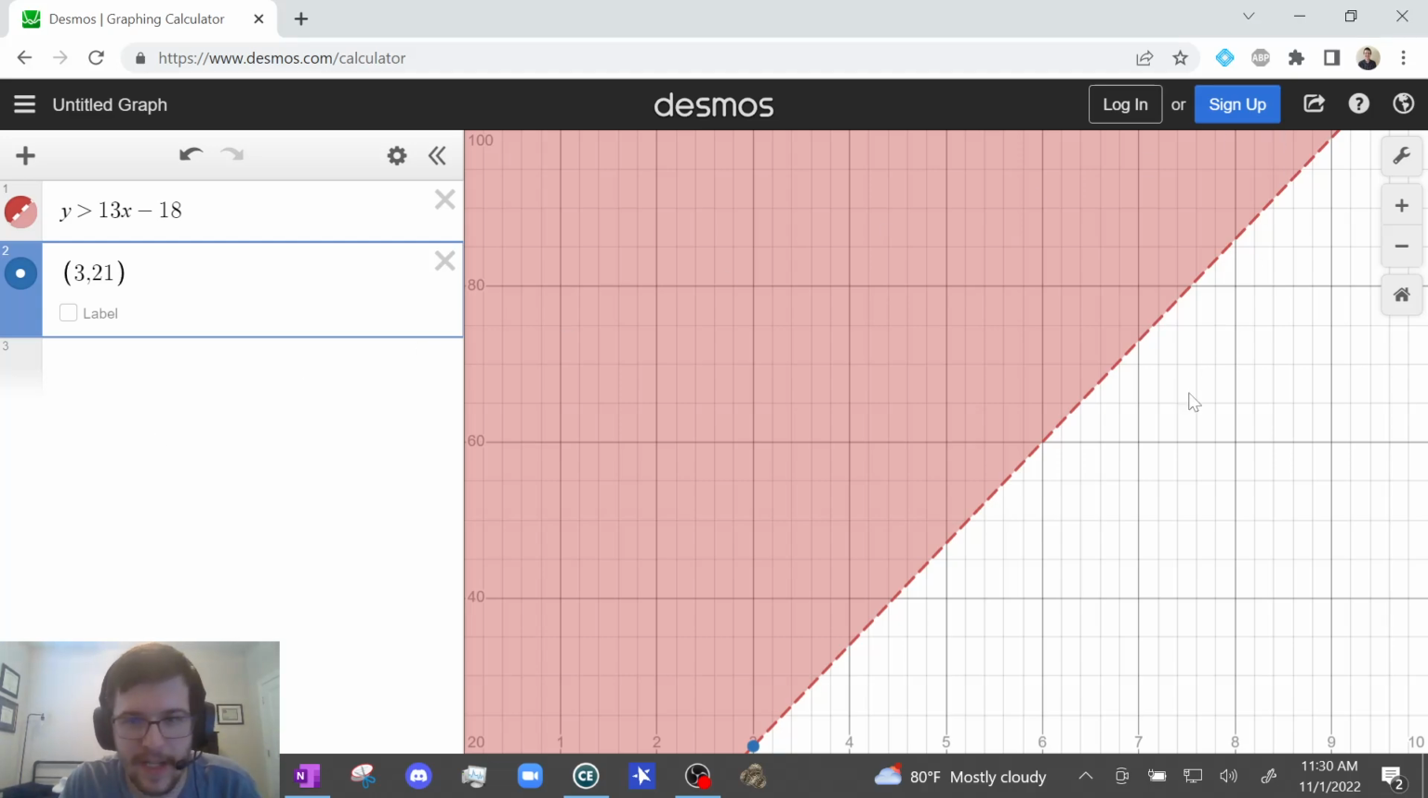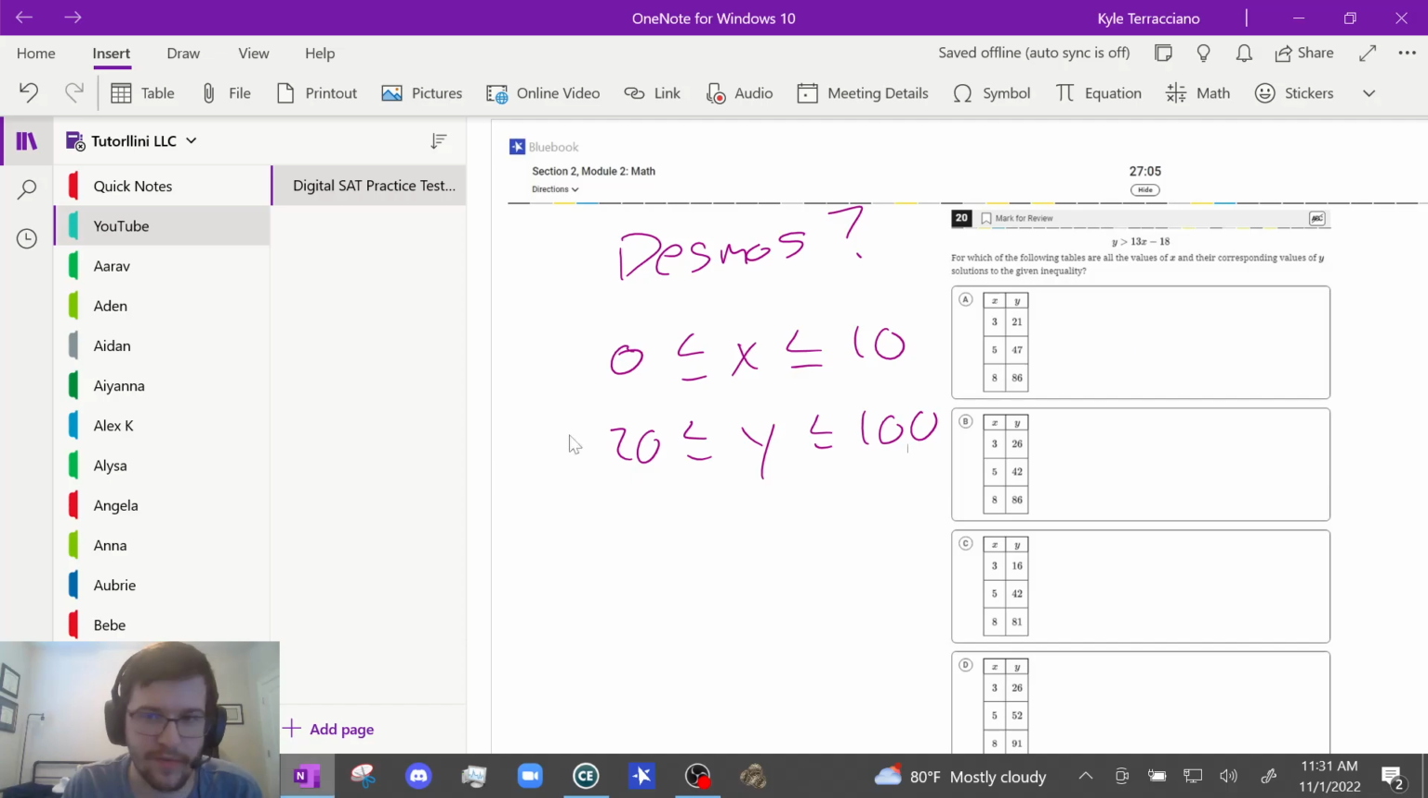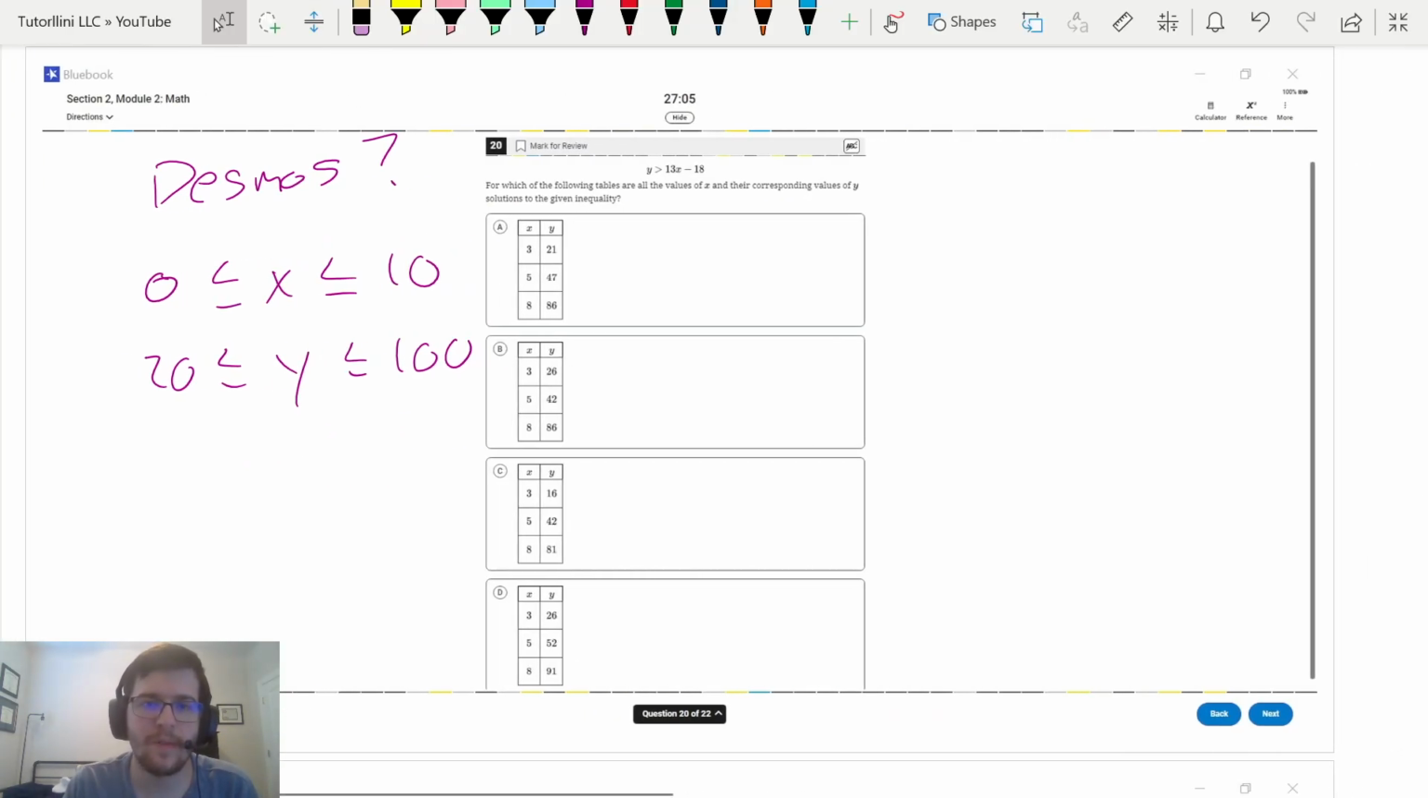So you see how it has a dashed line? So when you use a dashed line, that means it's not included. So 3, 21 is on the line. So that means it's not part of the solution because it's a dashed line. If it were a solid line, it would be included. Okay, so 3, 21, this one's out. Doesn't work.